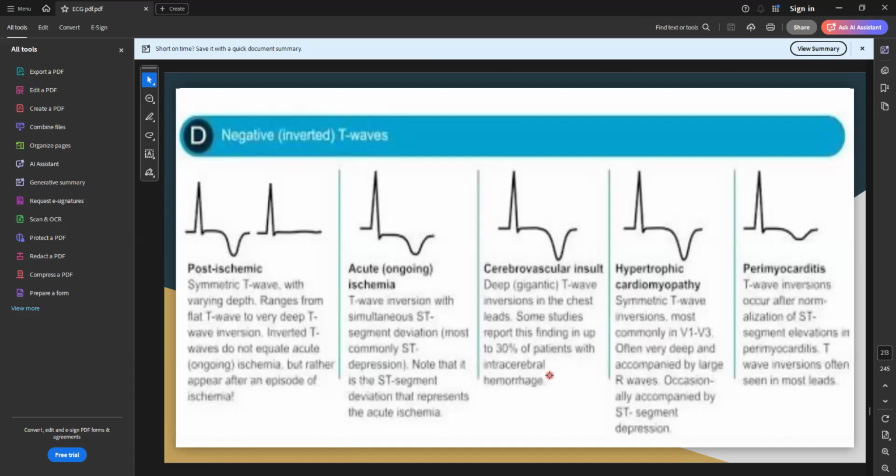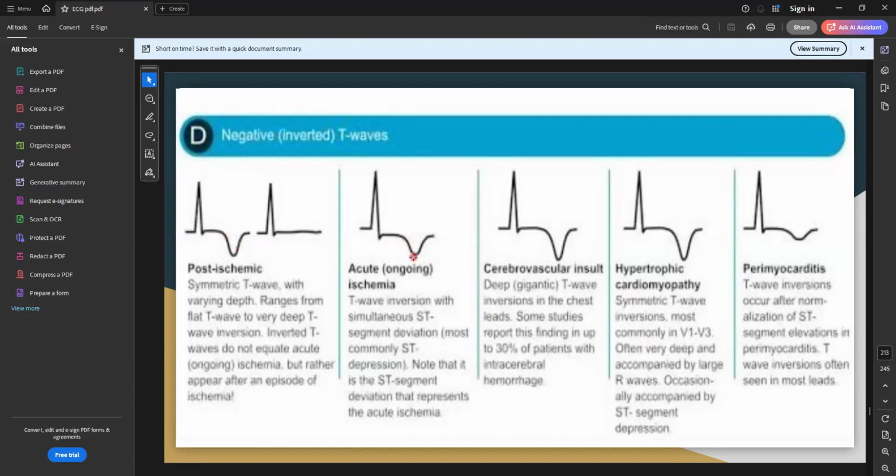Coming to the inverted T waves. Till now, we have come across the enlarged or peaked T waves. Now, we will discuss the negative or inverted T waves. Here, this is the T wave inversion, most commonly symmetrical T wave inversion, most commonly seen in post-ischemic patients.